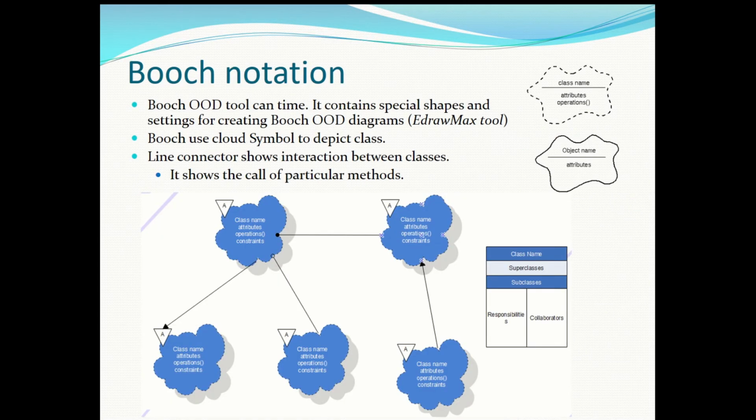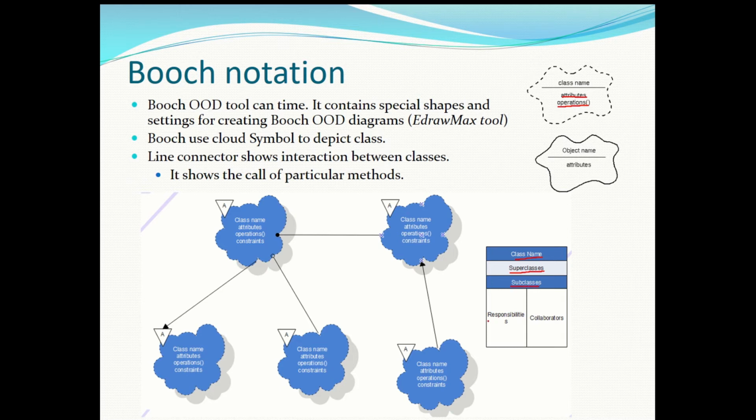This is the Booch notation. It uses a dashed cloud for the class diagram, and it uses a continuous line for the object. If you want to show the object, you can write the class name here, and underneath it we have the attributes and the operations. This shows the class details. So you can put the class name here, what the superclass for this class is, and what subclasses are included in these classes.